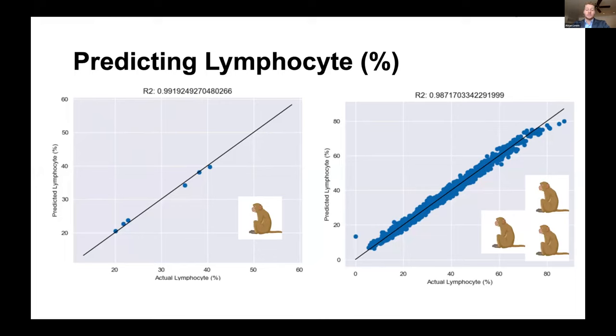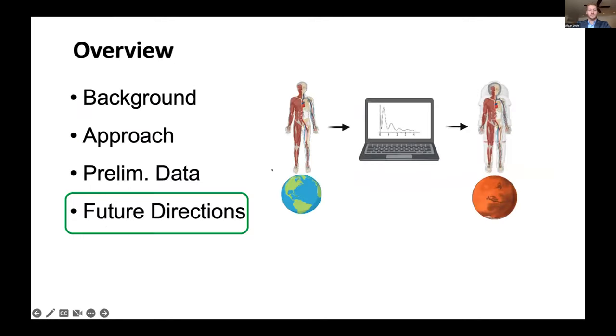You can do this for less monkeys. So even with 20 monkeys, this is still accurate. So really, really powerful stuff. And the application being a diagnostic and risk mitigation tool for NASA. I'm not going to show this as well, but you can also predict the occurrence of tumorigenesis in these monkeys with high accuracy and precision as well. So very, very exciting stuff.